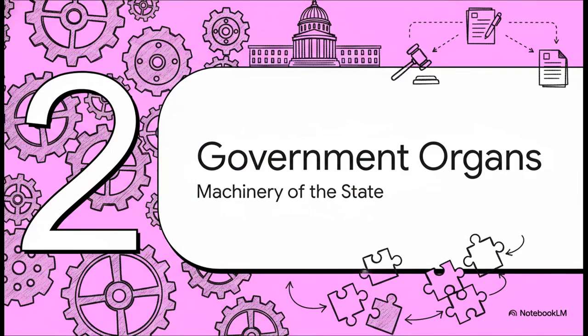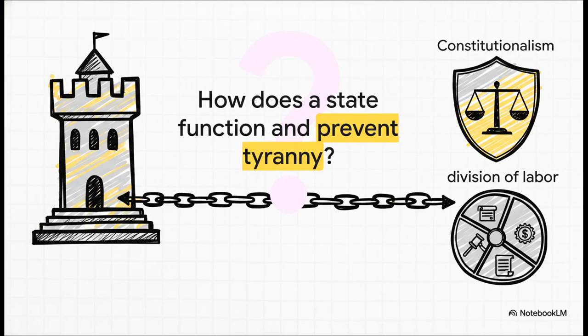Moving on to Section 2, Organs of the Government, the Machinery of the State. So you might be wondering, if a state has this supreme, massive sovereign power, how is that power actually kept in check to protect everyday people? Well, the answer lies in the core objective of a constitution, which is providing for a limited government. We call this constitutionalism. It essentially ensures the government strictly follows the rules through a very deliberate division of labor.